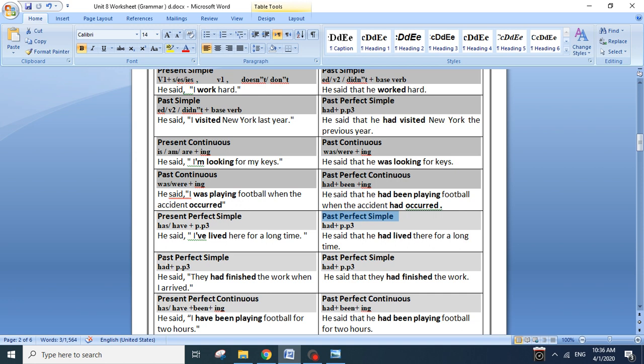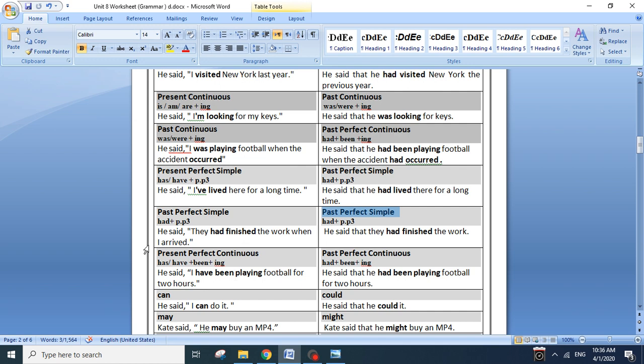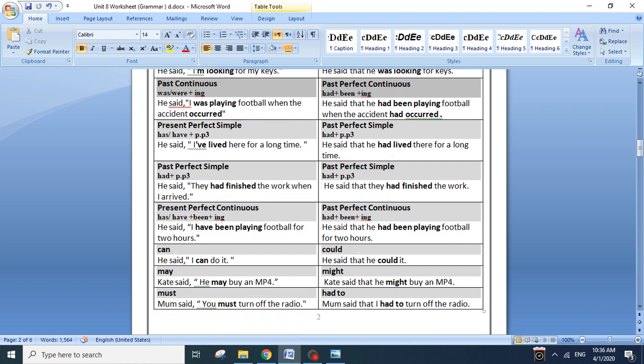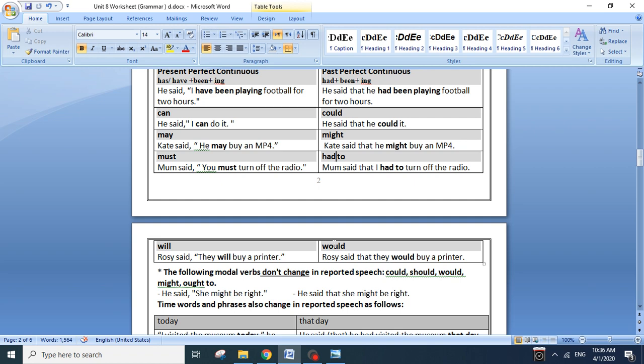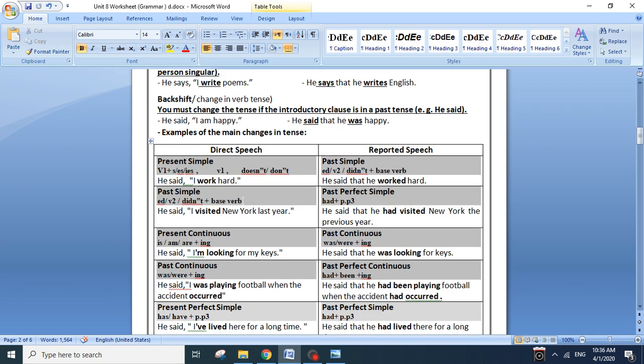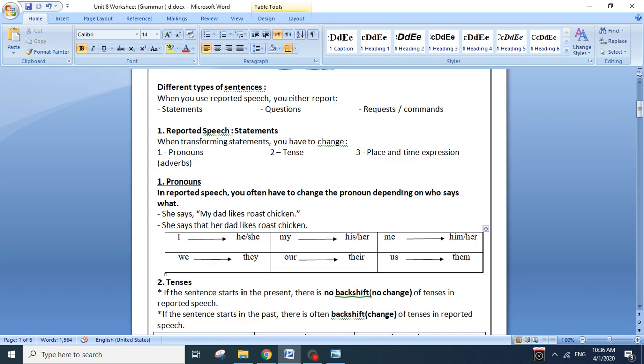Past perfect simple, the same, no change. Past perfect simple, the same tense. Present perfect continuous, past perfect continuous. Can, could; may to might; must to had to; and will to would. So, this is the tense change.